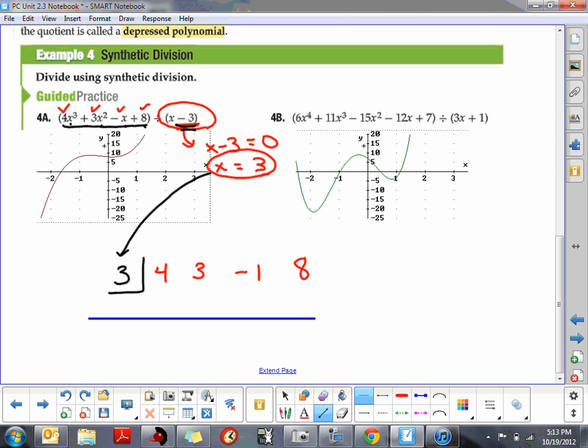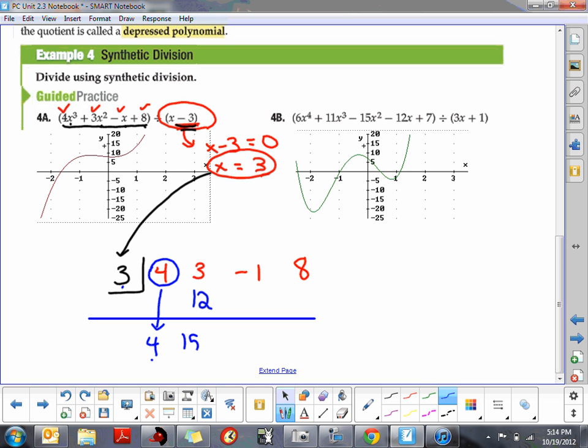So here's how the process works. In order to get this started, you first drop down your first number. Every single time this first coefficient gets dropped down, so 4. Now it's a matter of multiplication and addition. So we take this 3 times that 4, and that's 12. We put the number underneath the 3. Now we're going to add. It's always addition on this, so 3 plus 12 is 15. Now we're going to multiply it. So 3 times 15 is 45.